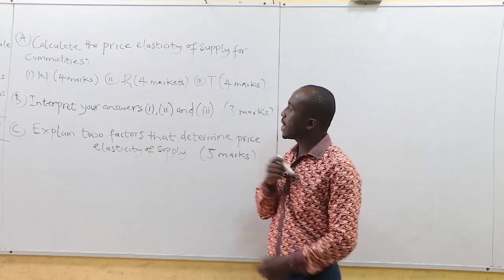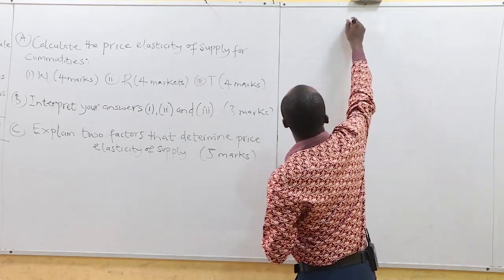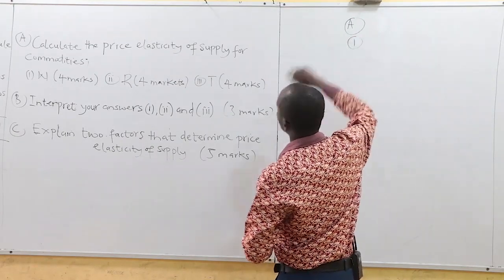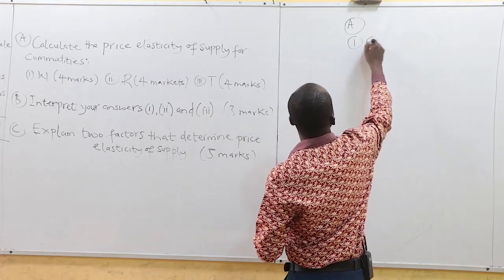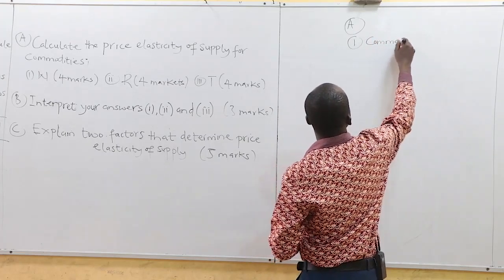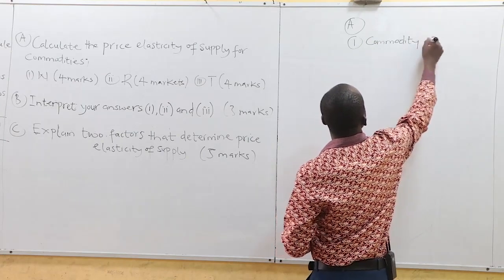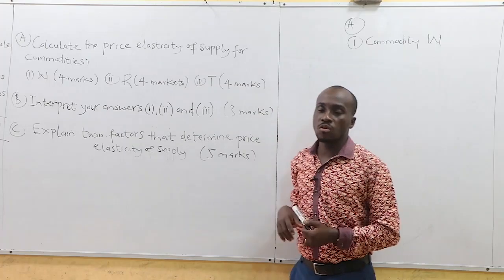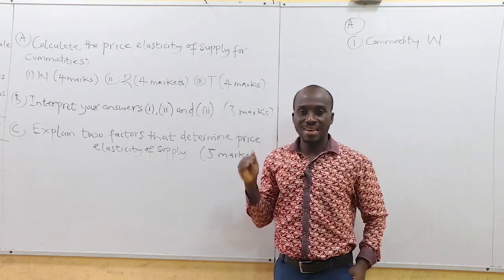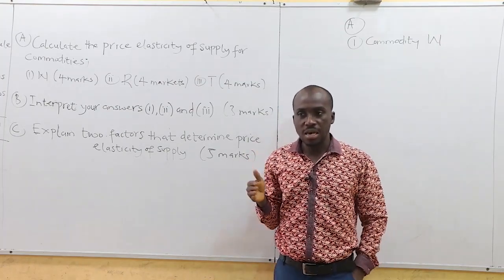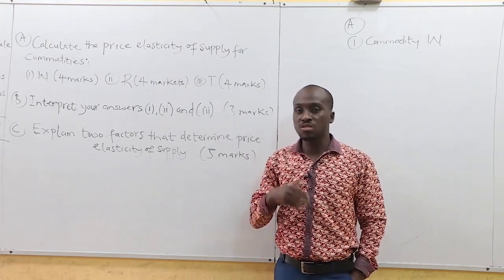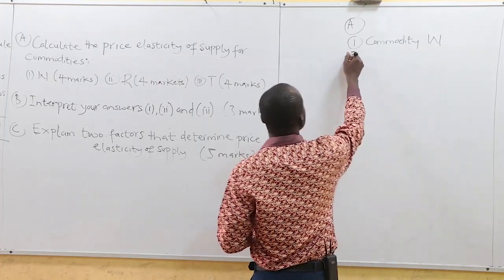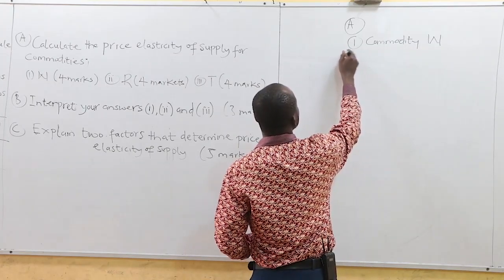So let's look at A I. You are supposed to solve for commodity W. And we are supposed to solve for the price elasticity of supply. And there are 2 approaches. I'm going to use all the 2 approaches, then you choose which one you like, right? Maybe let me use the first approach, okay?